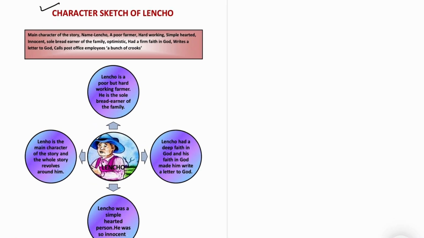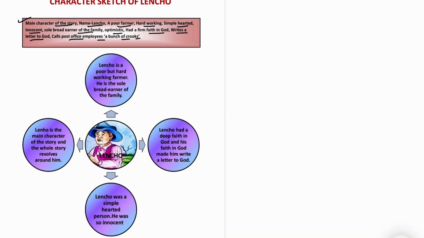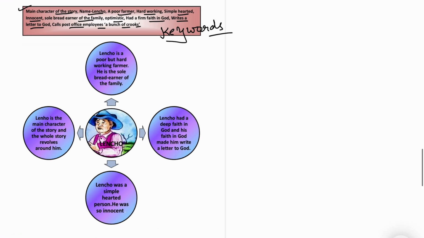First of all, you can see the key points have been shared. Main character of the story, name Lencho, a poor farmer, hardworking, simple hearted, innocent, sole bread earner of the family, optimistic, had a firm faith in God, writes a letter to God, calls post office employees a bunch of crooks. So these are the keywords that you need to remember while writing about Lencho.